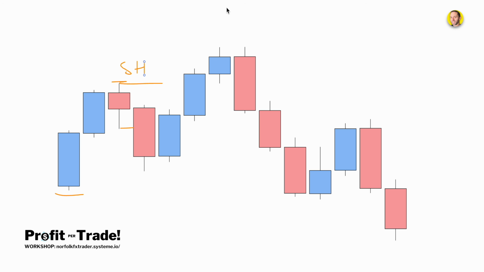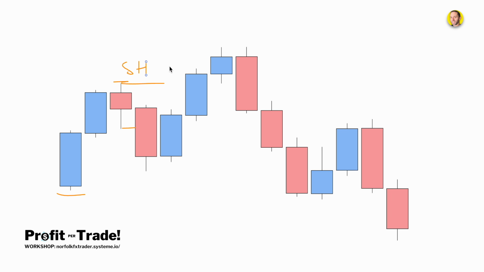Now, on a lower time frame, you're most likely going to see a trend, with this being a run on a higher time frame. More of that we can do in future videos, understanding structure with the trends. But this is how you identify a swing high in the market.